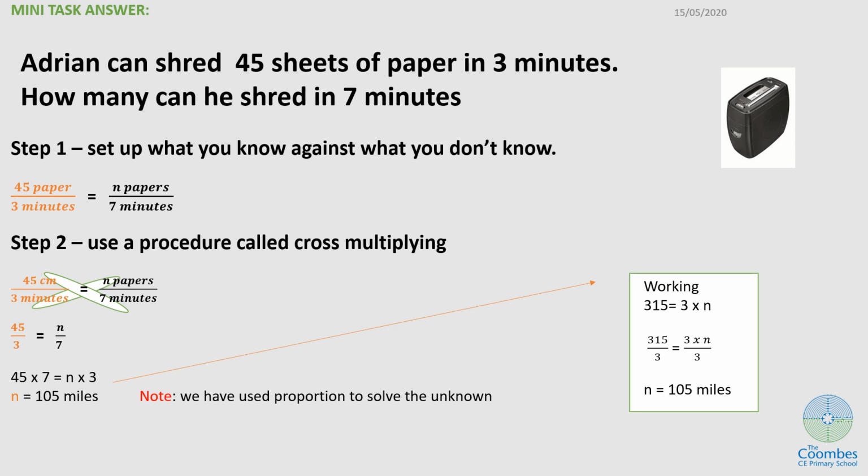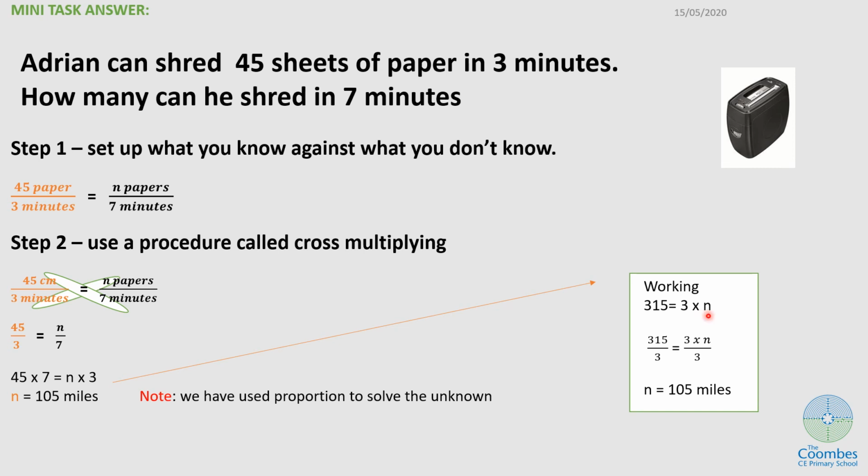Right, so if we cross-multiply our equivalent fractions here, let me just take away the units and do it here. So I will have 45 times 7, which is here, and then 3 times n, which is also here. Right, come with me, let's do the working by the side. So I have 45 times 7 is 315 equals 3n.